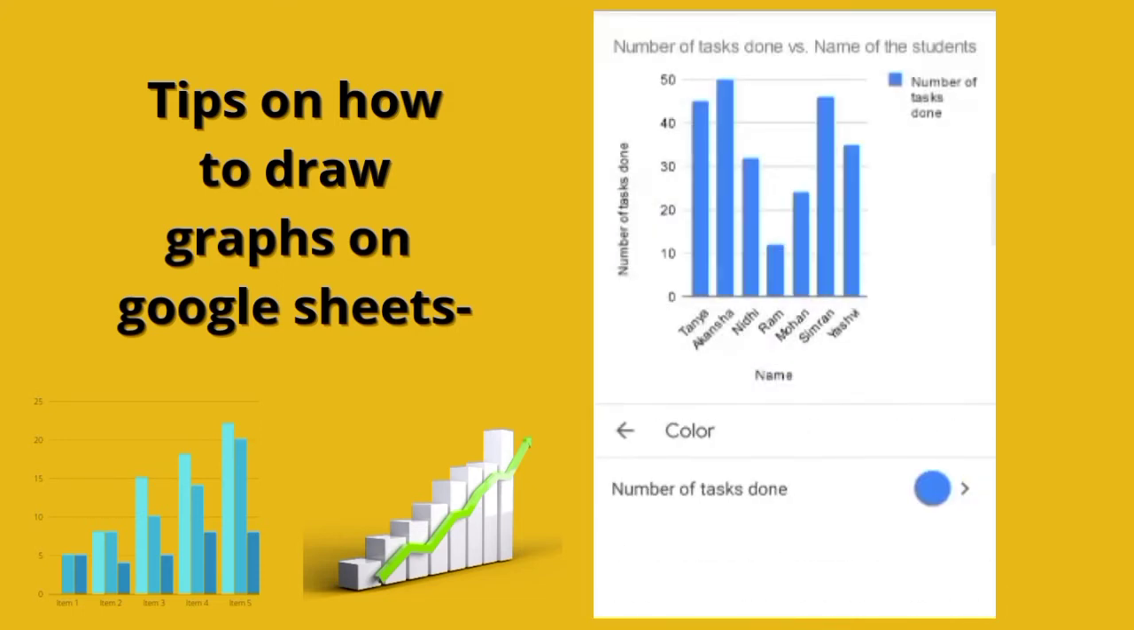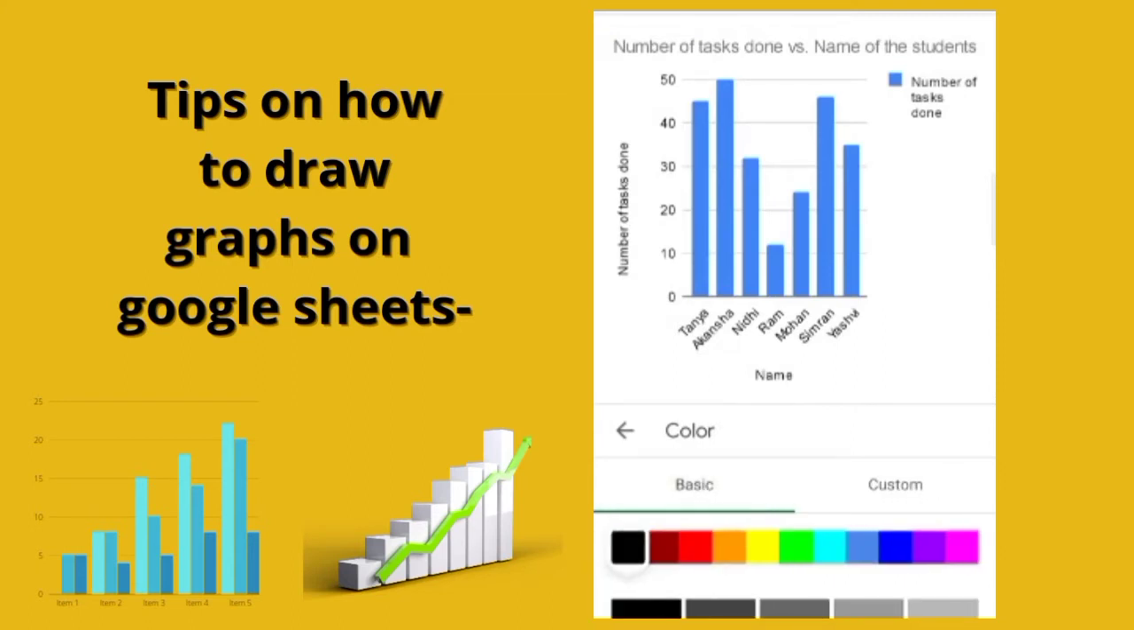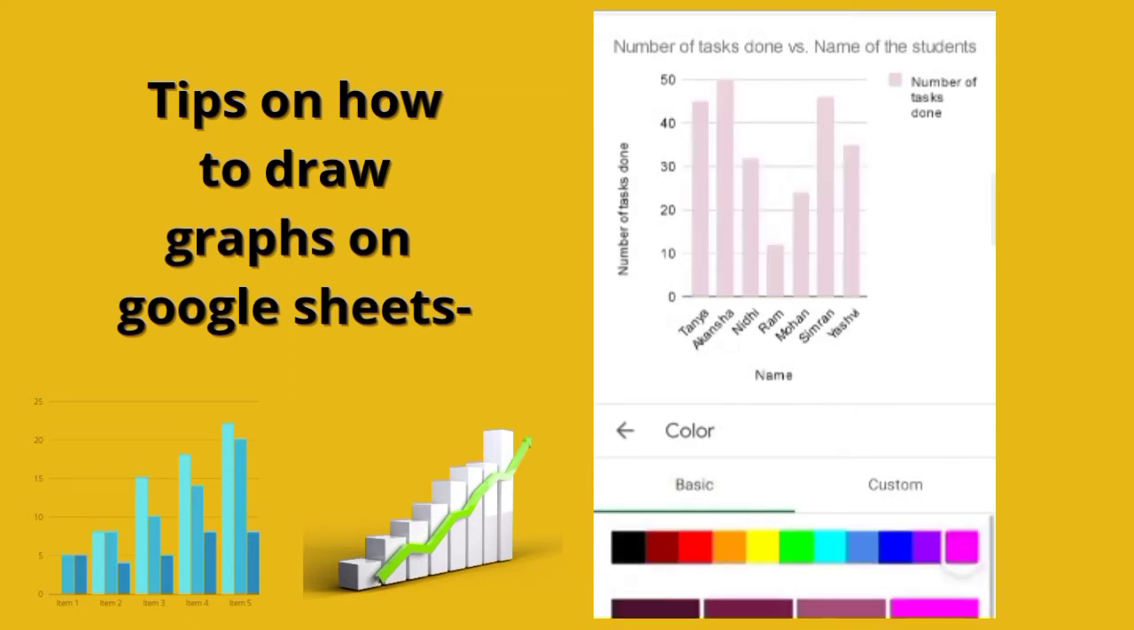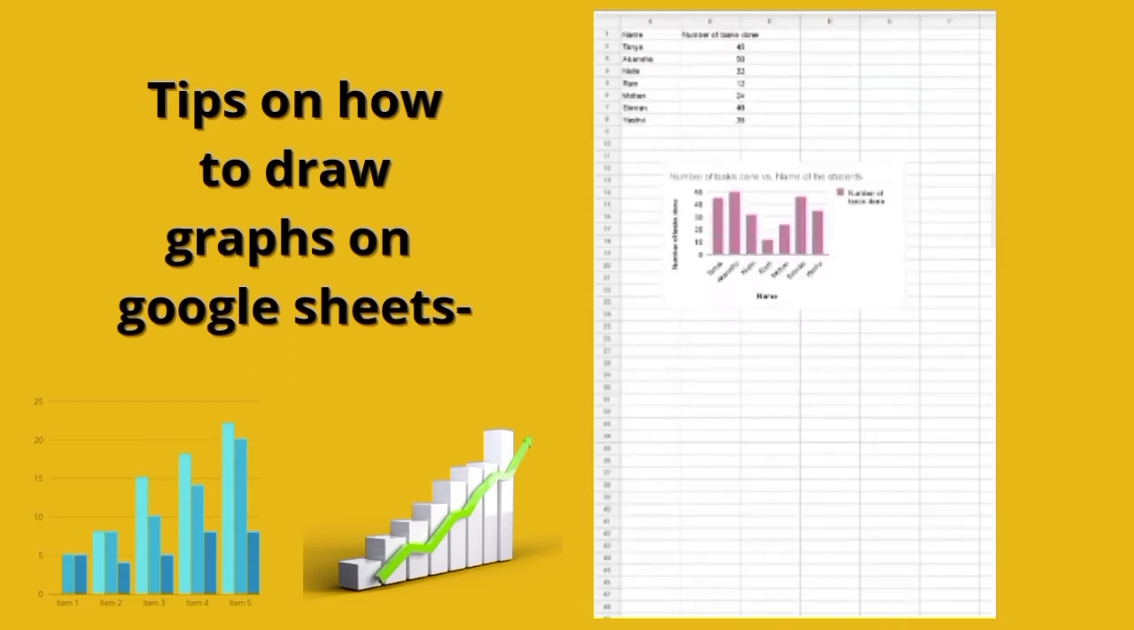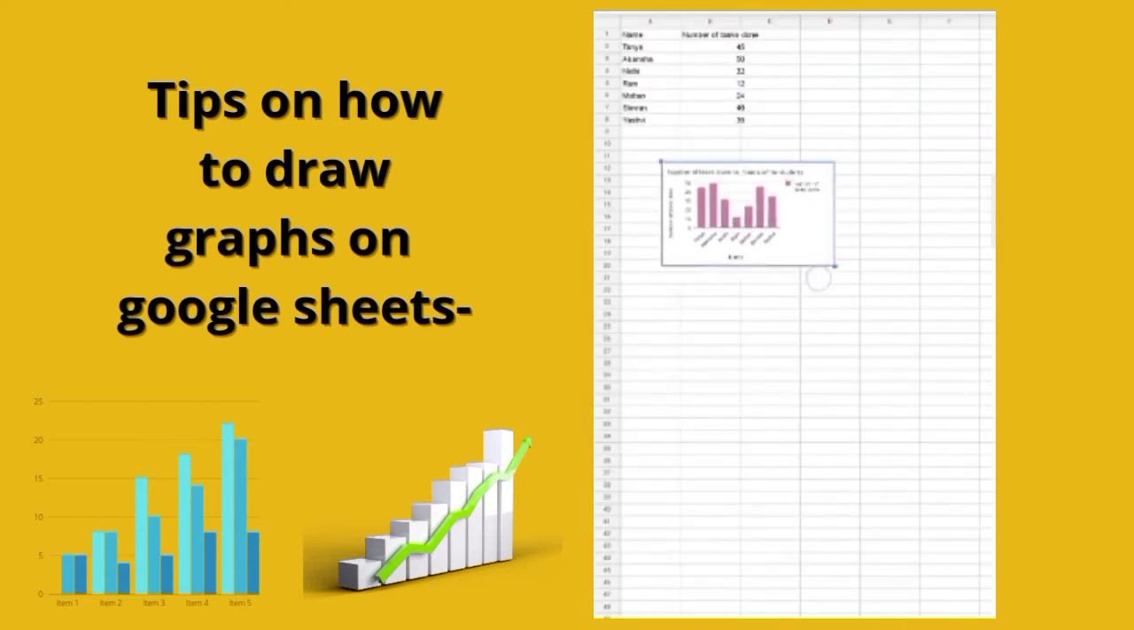Then further we can change the color. Simply click on the color you want, and you can even change the shades of the color. So here is the bar graph ready.